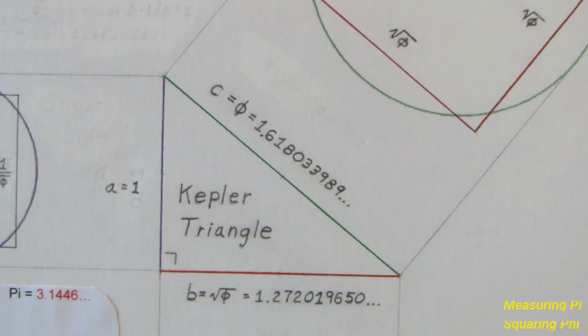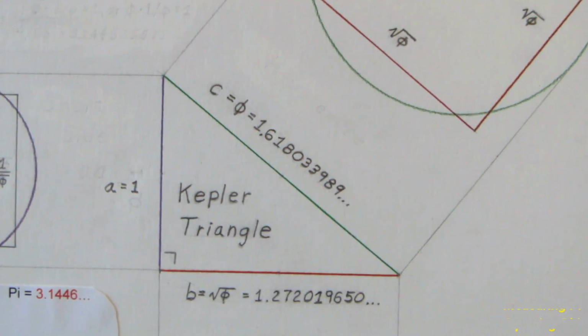And the way we're going to prove it mathematically is to square each side of Kepler's triangle. So what is Kepler's triangle? Kepler's triangle is named after the famous mathematician Johannes Kepler, who lived in the 1600s. It's a special right triangle. It's a golden ratio right triangle because its sides are in the golden ratio relationship, with sides equal to 1, square root of phi, and the hypotenuse is phi in our example here.